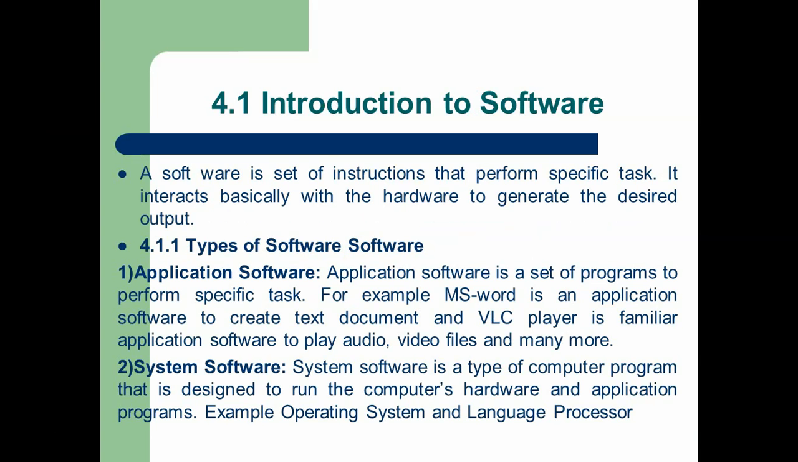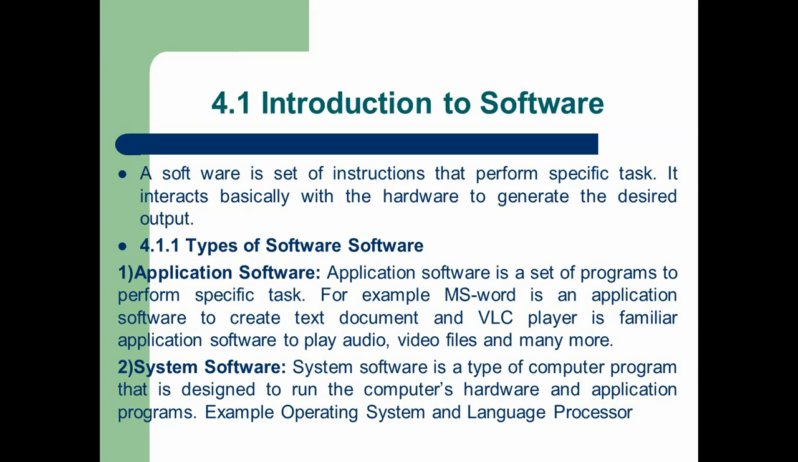Introduction to software. Of course, we know software is a set of instructions to perform specific tasks, which we already discussed in the first chapter. It interacts basically with the hardware to generate the desired output. So, of course, software is the only thing that can directly interact with the hardware. In software, there are two types: one is application software, another one is system software. So now we are going to discuss these types.